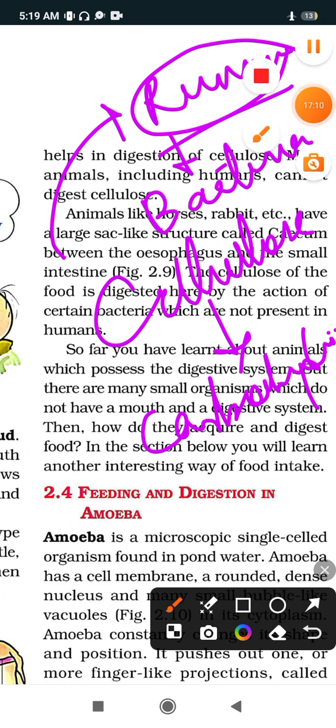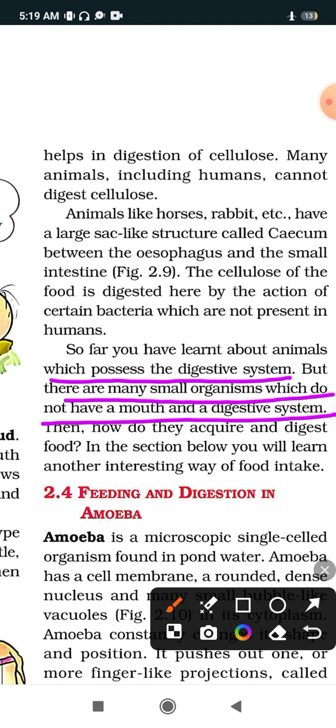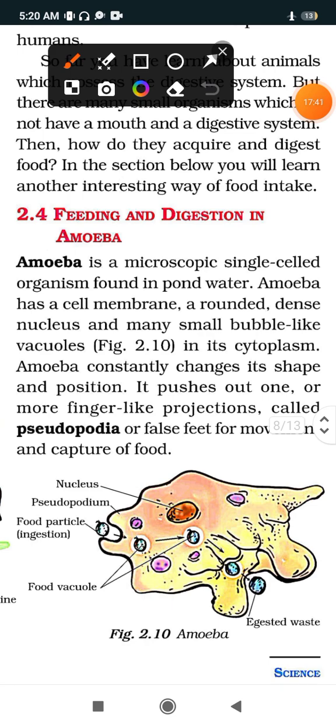So far you have learned about the animals which possess a digestive system, but there are many small organisms which do not have a mouth and a digestive system. Clear? So how will they digest food? They engulf food. Clear? Amoeba is an example of such animals. Now let us see how digestion takes place in amoeba.